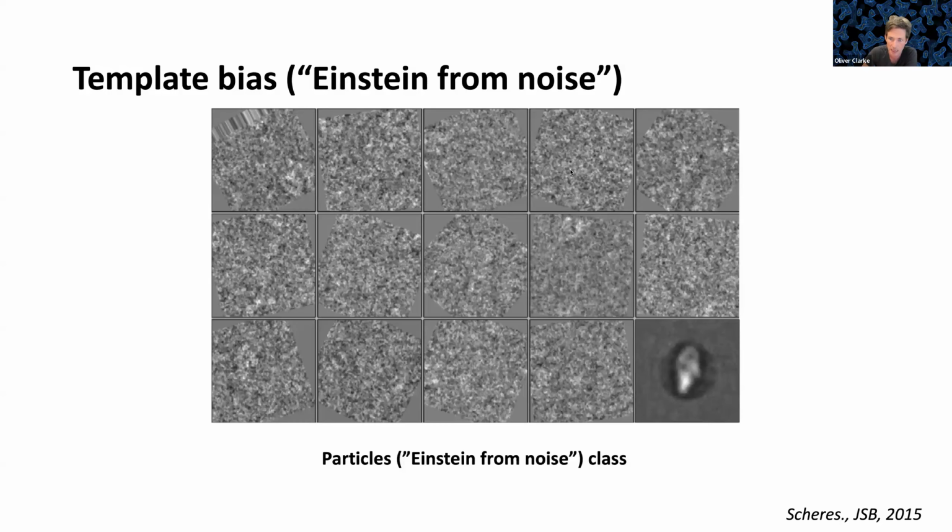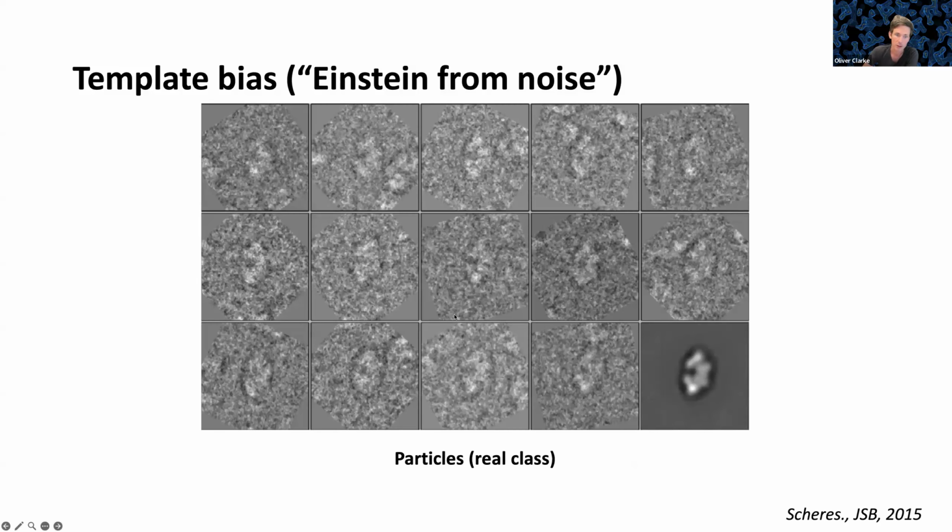And if you look at the individual particles corresponding to one of those classes, you can see that these guys are just junk, right? Whereas if you look at a real class, granted the signal to noise is not great, you can clearly see, in this case, particles of galactosidase that have both the orientation and the general molecular envelope that we expect based on that 2D class. Okay.